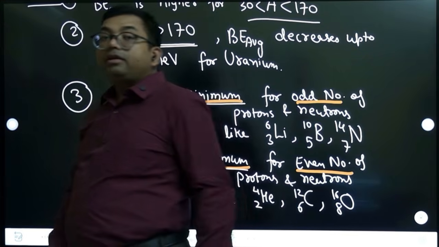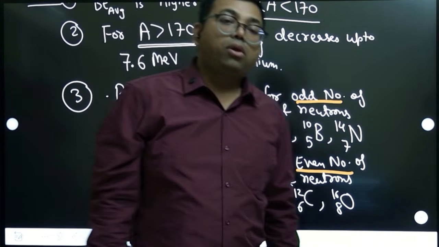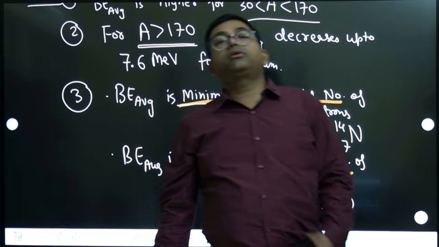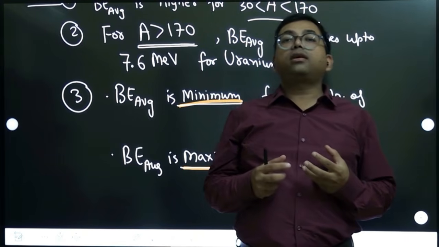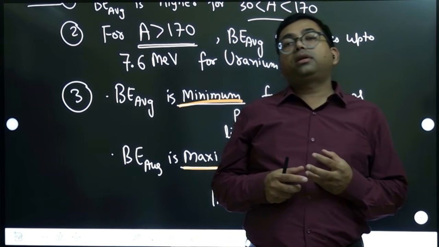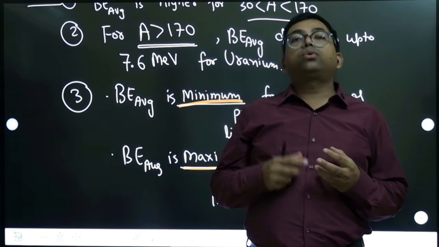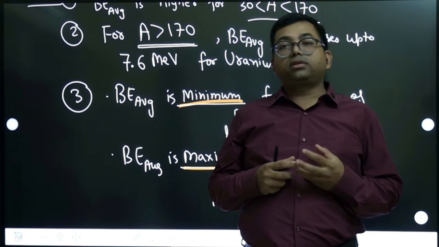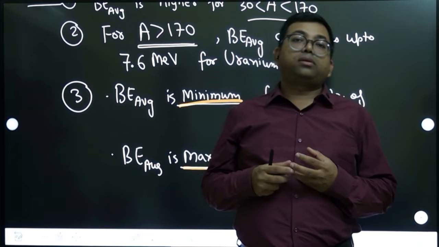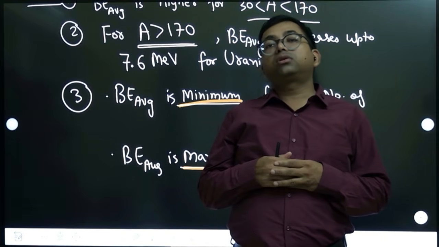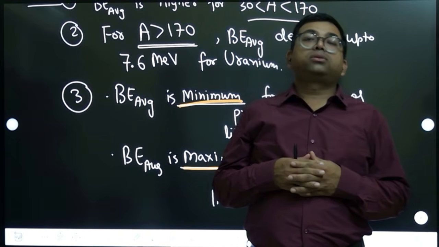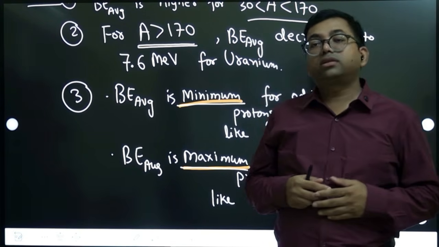Because if there are even numbers of nucleons, even numbers of protons, even numbers of neutrons, the nuclear forces are symmetrically effective, and there is more attraction. They are more stable. But if it is odd, that means nuclear forces are not quite balanced, so they are unstable. You can say that, right?